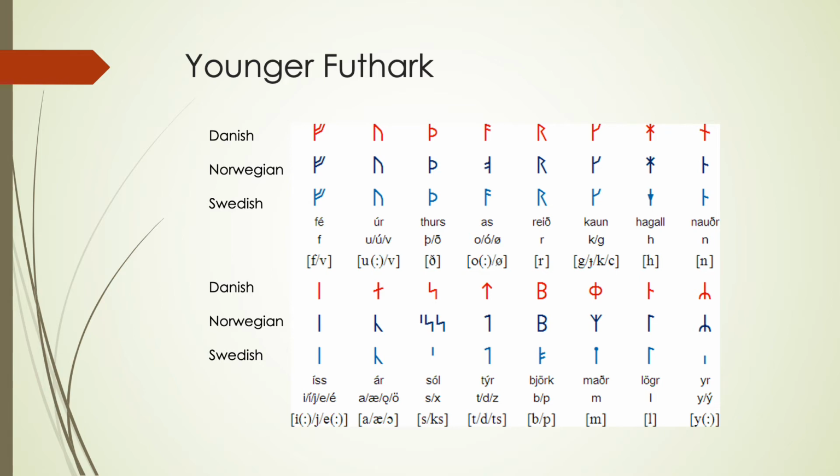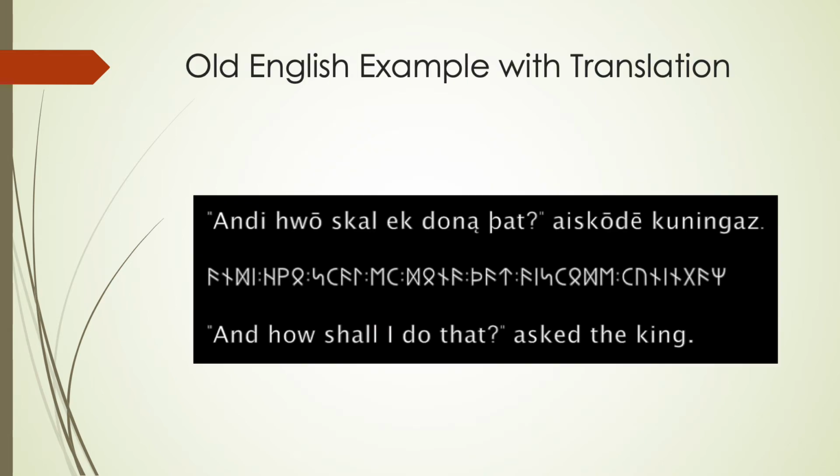To give an example of how this would have looked in an Old English text, you can see Old English on the top row, and the middle line being the runic transcription, and this sentence says, "And how shall I do that?" asked the king. And you can see some of the similarities between the Old English and English. There's still some things that we can see as overlap between some of those words that look somewhat similar, but you can see how vastly different the runic alphabet would have looked for writing the same kinds of things.